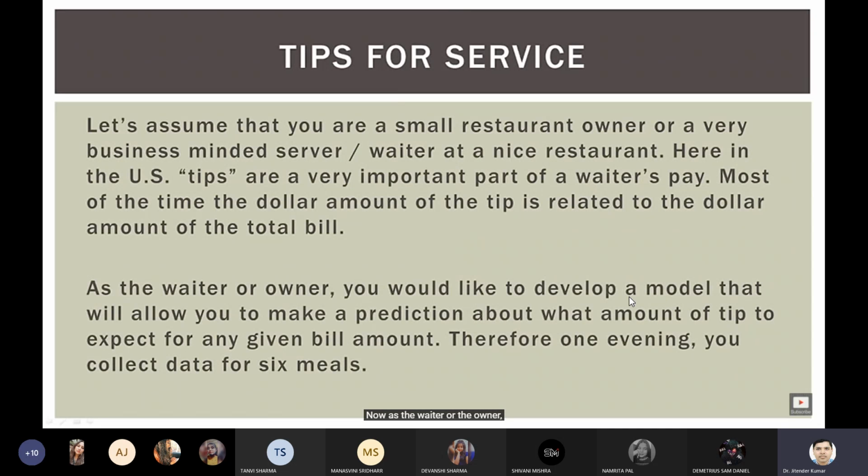Now, as the waiter or the owner, you would like to develop a model that will allow you to make a prediction about what amount of tip to expect for any given bill amount. So therefore, one evening, you collect data for 6 meals. So a random sample of 6 meals.